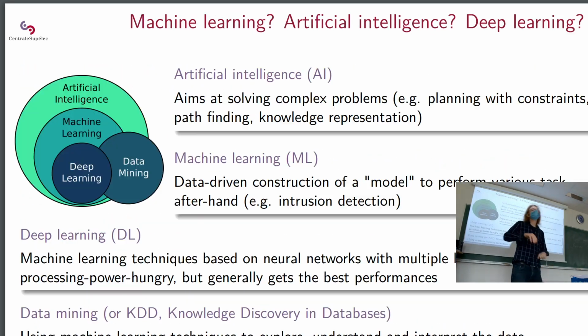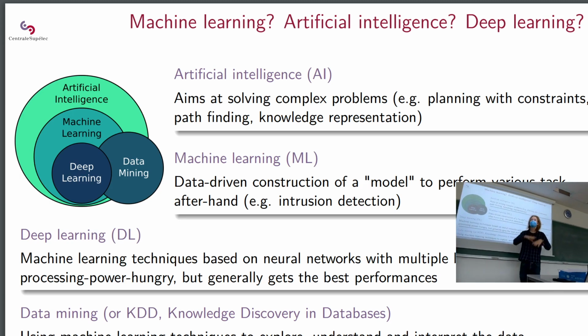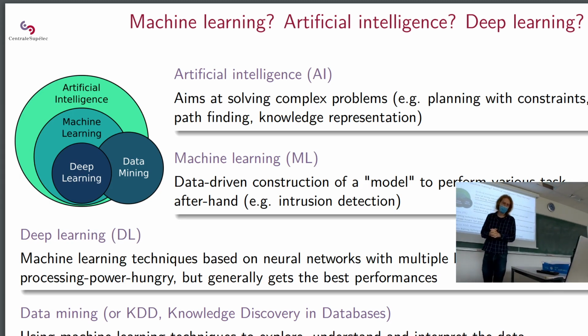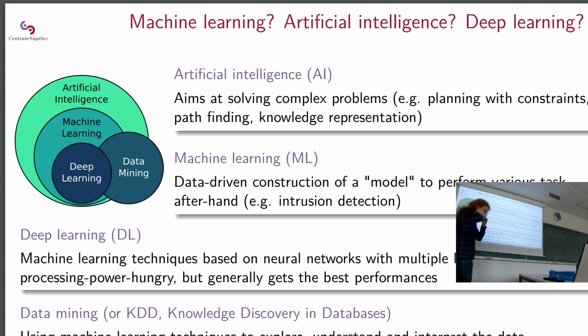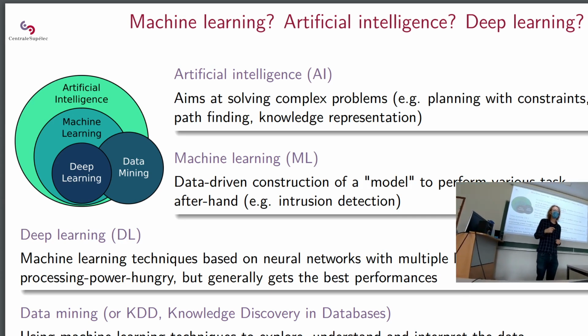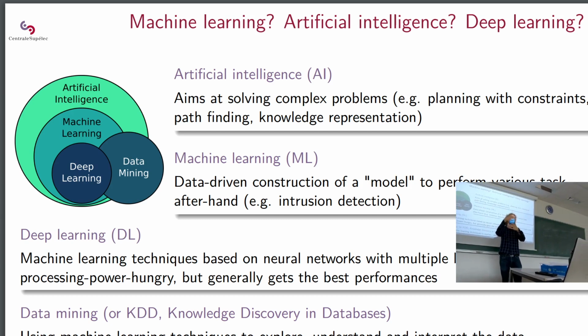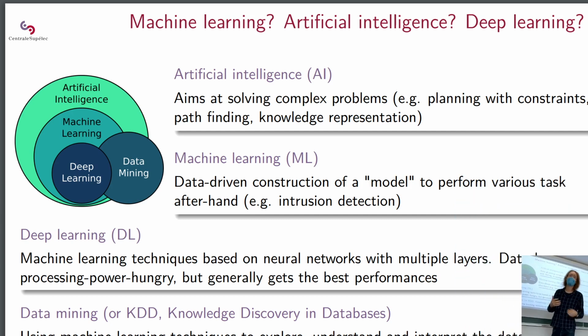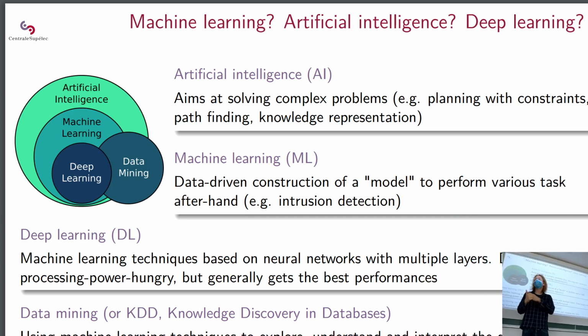Okay, I used a lot of words: machine learning, artificial intelligence, deep learning. Maybe it's time to just take a breath and define what they are. Artificial intelligence is a very big domain in computer science, and it aims at solving complex problems. What does complex mean? It just means that we could not do it before artificial intelligence was born. It can be planning with constraints, pathfinding, knowledge representation, and so on. So it's a very broad domain.